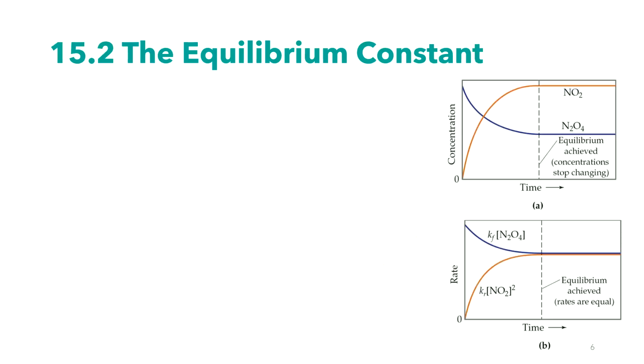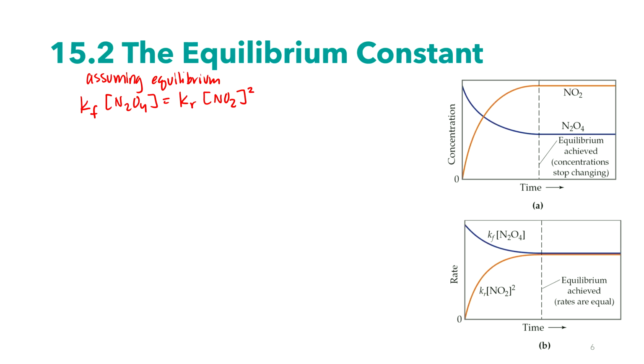So now we can do some derivations here and understand what we're going to call the equilibrium constant. All right, so we're assuming equilibrium. And when I say that, we're going to begin with our forward rate equaling our reverse rate. So I'm going to write that out. Kf times N2O4 equals Kr times NO2 squared. So at equilibrium, those concentrations are constant.